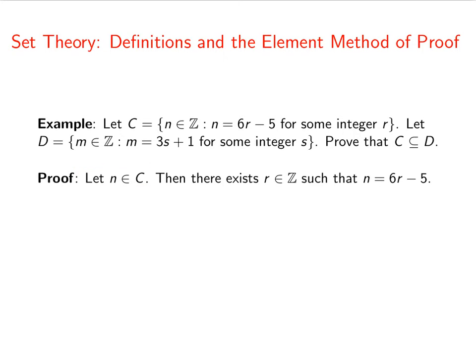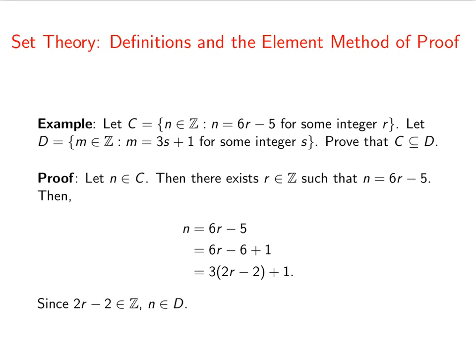Alright, so what does it mean for n to be an element of C? It means there exists an integer r such that n is equal to 6r minus 5. Now we want to prove that this n is an element of D. That's our goal. So then we can take n equals 6r minus 5 and rewrite it in such a way so that it looks like 3 times some integer s plus 1. Now, since 2r minus 2 is an integer, we can say that n is an element of D. So that's what we want to prove.